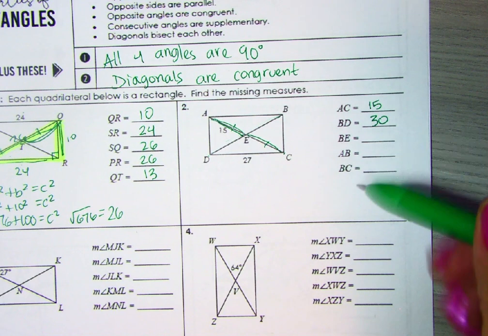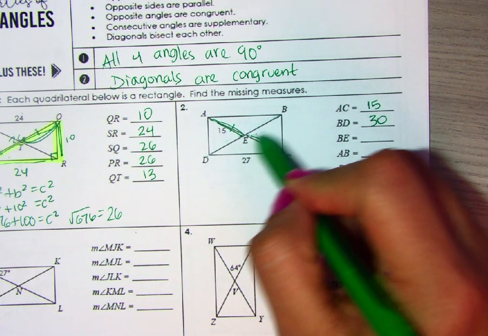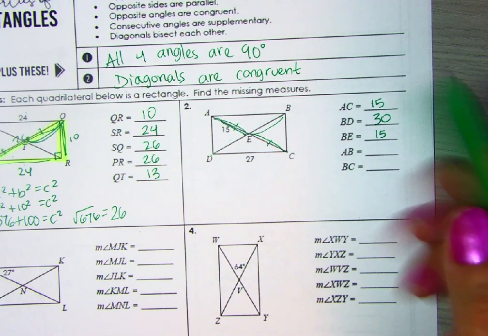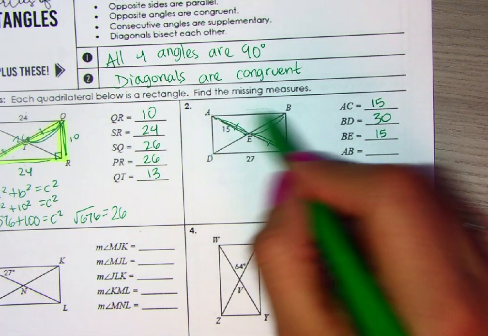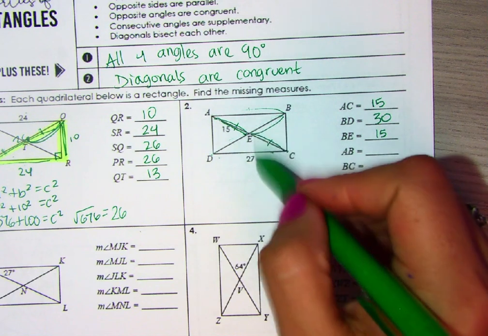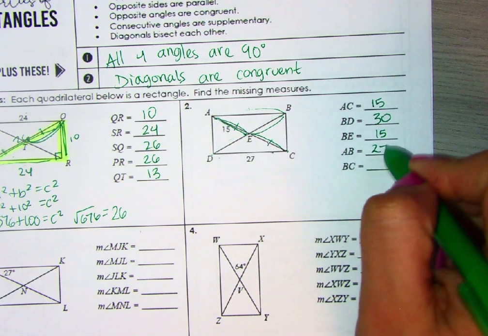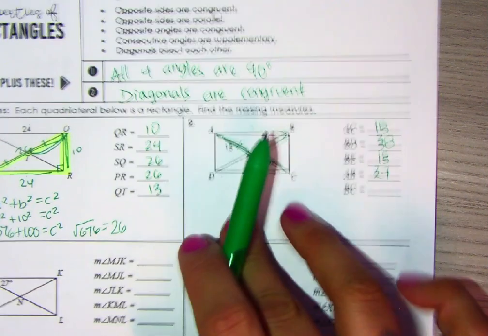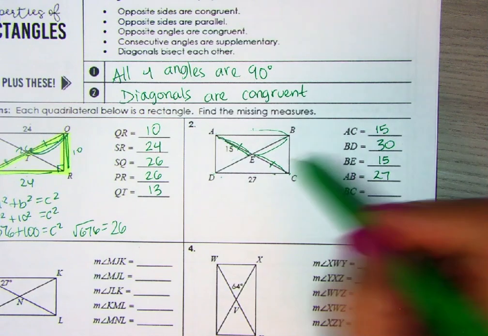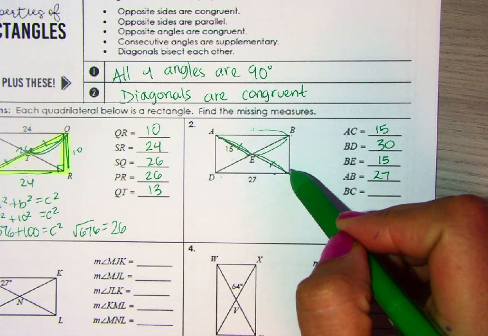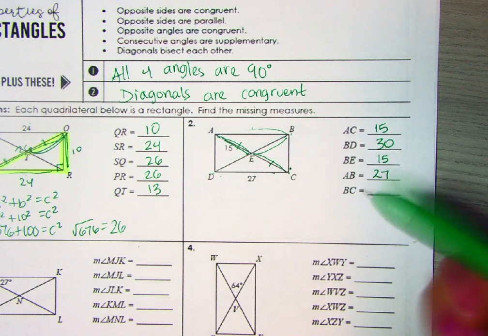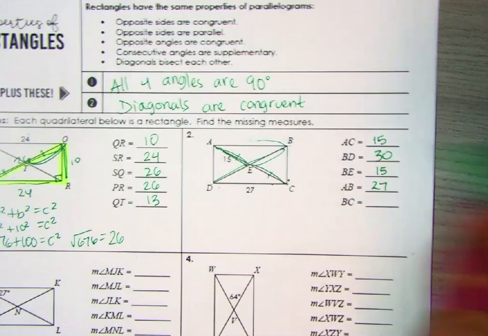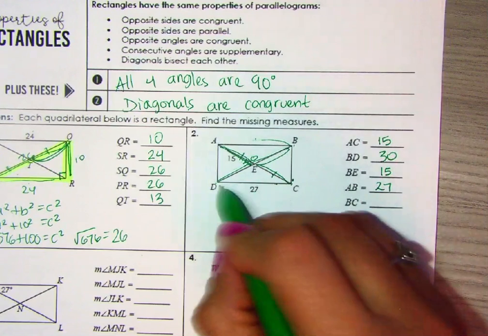All right, the next is BE. BE is just this part right here, so that would be 15 since it's half. And then AB is this part across, opposite the 27, so 27. Opposite sides are congruent. And then BC, it's this side. That side is not given, but we know that the whole thing right here, D to B, is 30, and then this is 27.